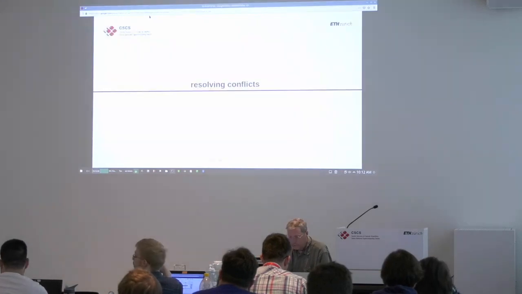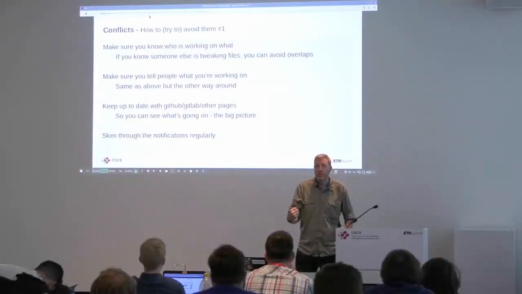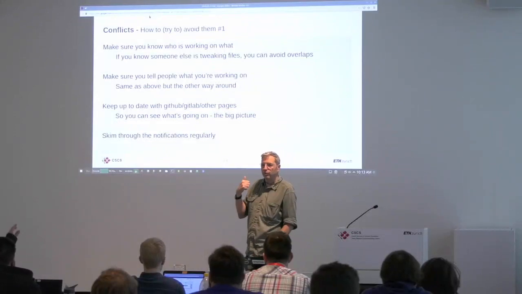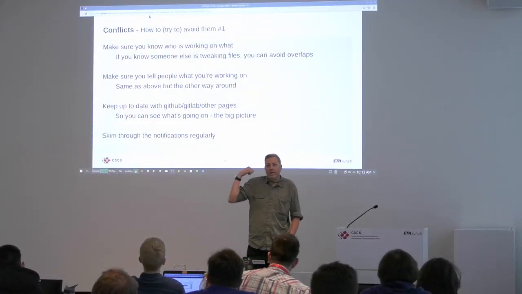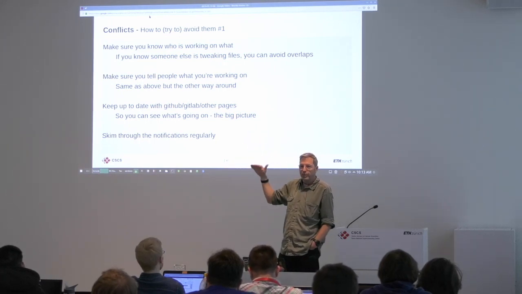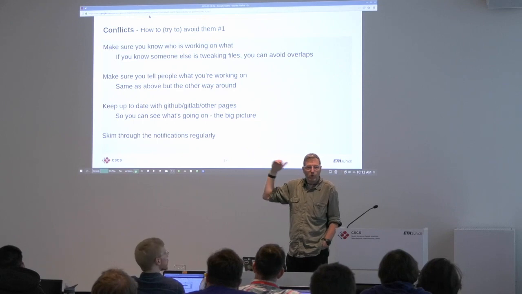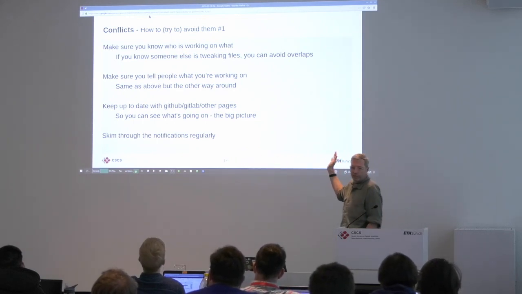I better move on because otherwise I'll never get to the conflict stuff. So conflicts. The first rule of conflicts is try not to get them. And the way you don't get conflicts is by knowing what everybody else is doing in your project. This is the real lesson that you need to learn, is that if you every day check the GitHub pages, look at the current state of the branches, see what's been merged, see who's working on what, keep up to date, then the chances of you getting conflicts is massively reduced.